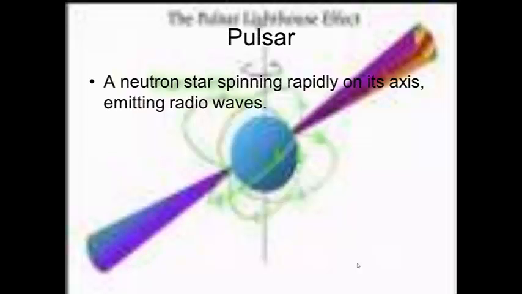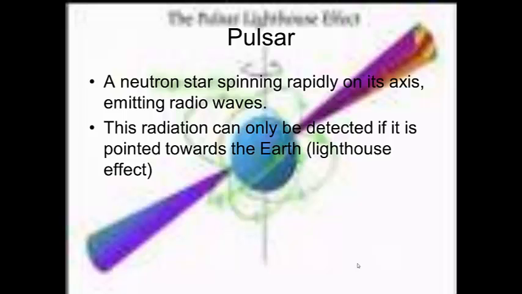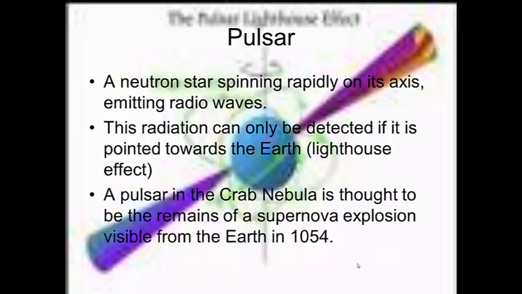What is a pulsar? A neutron star spinning rapidly on its axis is called a pulsar. It emits radio waves, and this radiation can only be detected if it is pointed towards the Earth. A pulsar in the Crab Nebula is thought to be the remains of a supernova explosion visible from Earth from 1054 AD.